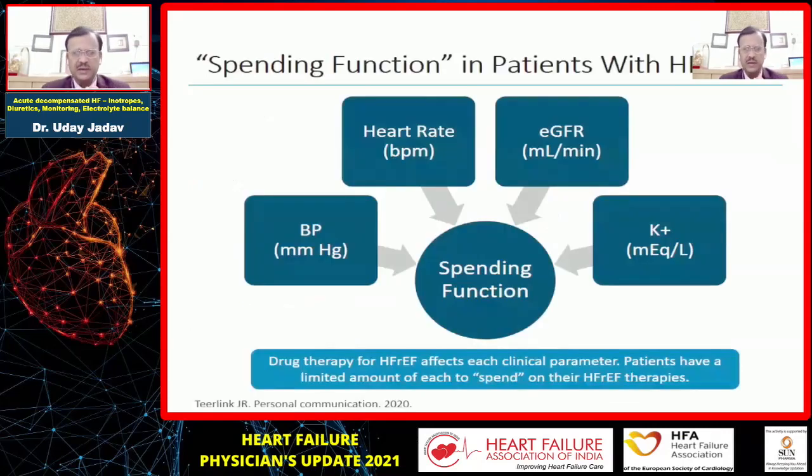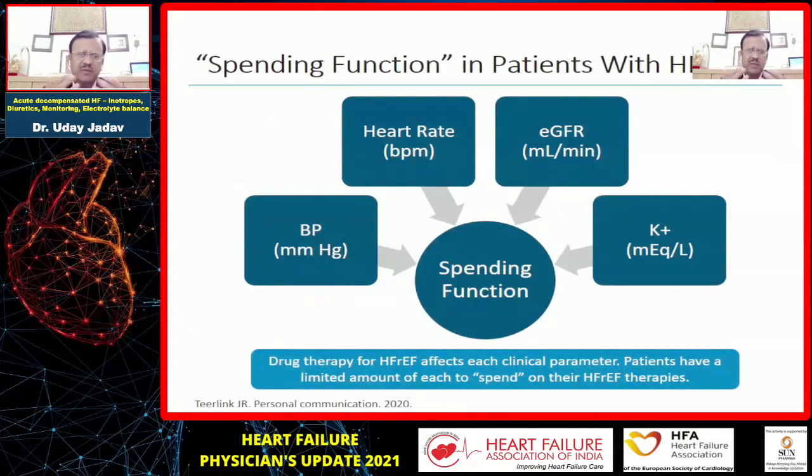So what are we saying? Having said all this, in a patient of heart failure with reduced ejection fraction and acute heart failure, when you look at the chronicity of the disorder, the spending function is affected by 4 major aspects: the heart rate, the blood pressure, the eGFR, and the potassium.